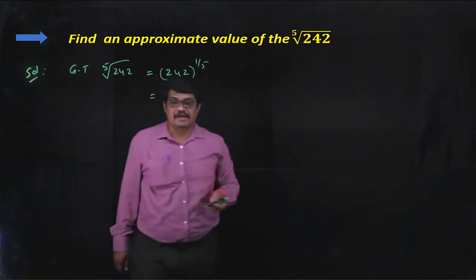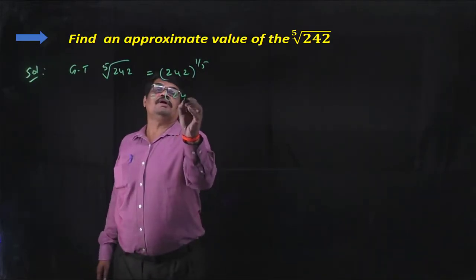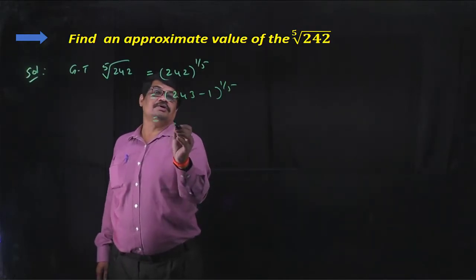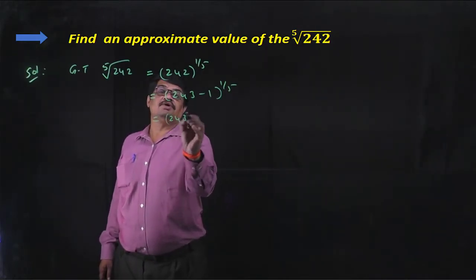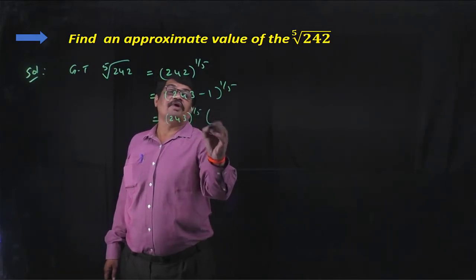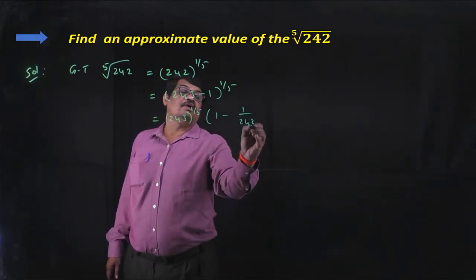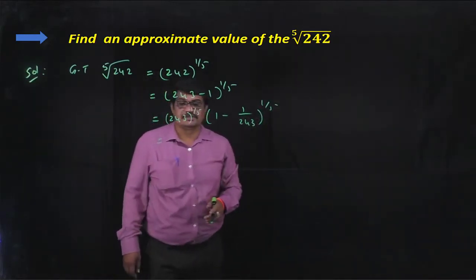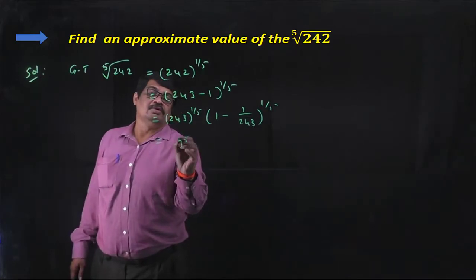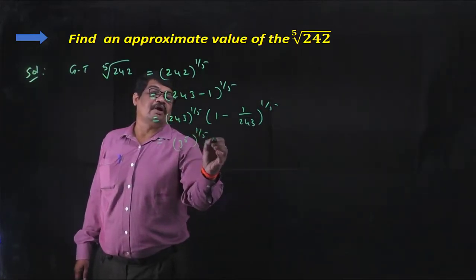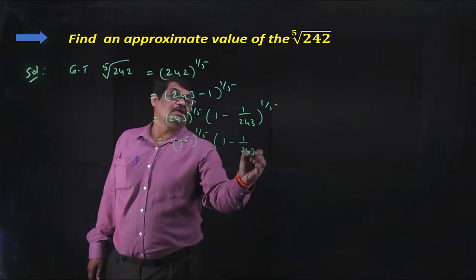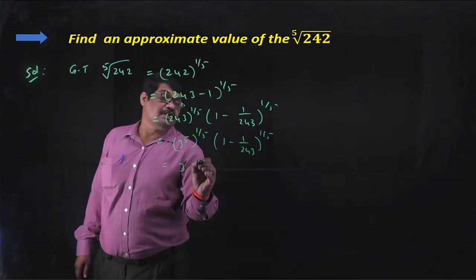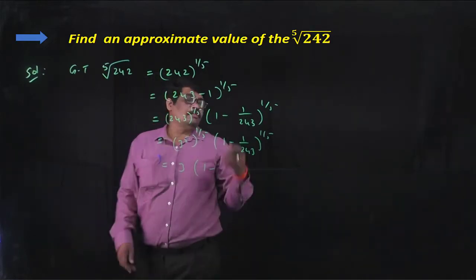So this can be written as (243 minus 1) whole power 1 by 5. So that is equal to, here 243 is common, 243 whole to the power of 1 by 5 into (1 minus 1 by 243) whole power 1 by 5. So 243 can be written as 3 to the power of 5, whole to the power of 1 by 5, into (1 minus 1 by 243) whole power 1 by 5.